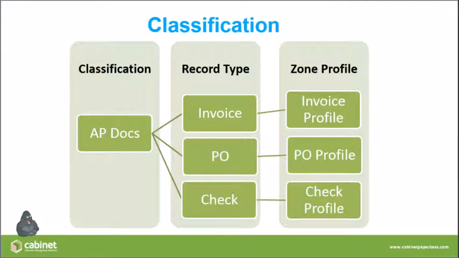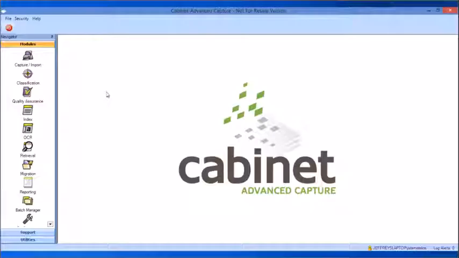To show you the hierarchy of how it works, we have our AP docs as the main part of this classification. So as the documents are processed, the classification engine is going to run and separate the documents into these three different record types. Once it determines what type of documents they are, it's going to apply that record type to the document. Once the record type is applied, then the system knows what zone profile to run. Because if you remember, zone profiles can be activated based on record types. So if the system sees that this document is an invoice, it's going to run the invoice profile.